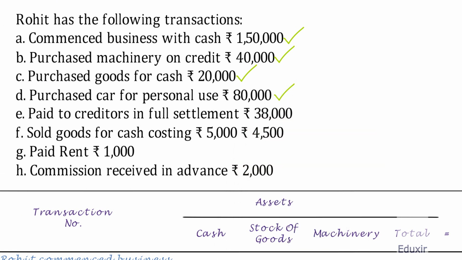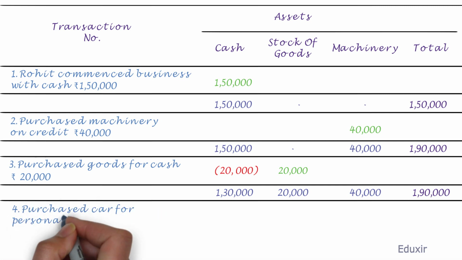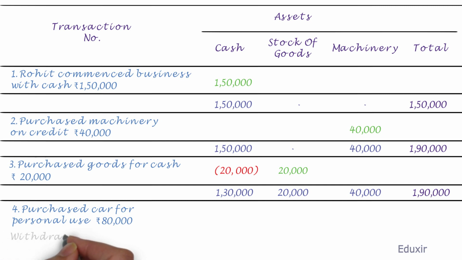The fourth transaction is purchased car for personal use, 80,000 rupees. The point to be noted here is that this transaction is done for personal use and not for official use. So the car purchased will not be considered as an asset of the business. This transaction can be rephrased as Rohit, who is the owner of the business, has withdrawn 80,000 rupees from the business for personal use. This is just for your understanding.